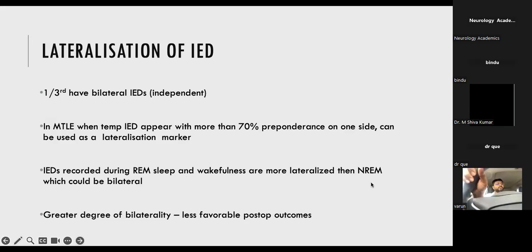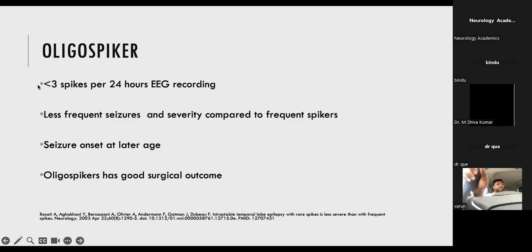Few patients will have a very small number of spikes over a prolonged recording, less than 3 spikes per 24-hour EEG recording. These oligospikers will have less frequent seizures and less severity compared to the others. Oligospikers also have a good surgical outcome.